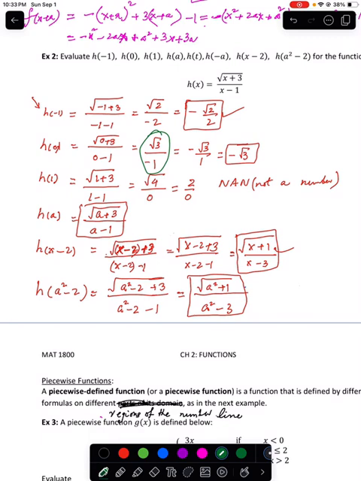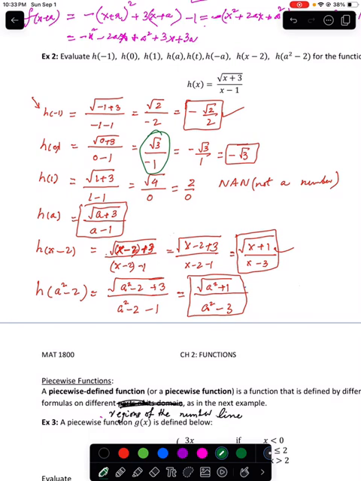The next one is h of 1. When I plug in 1 for x, you notice that we get 0 in the denominator. So which means now, but in the numerator we have a number. So we just say NaN, not a number. Okay.